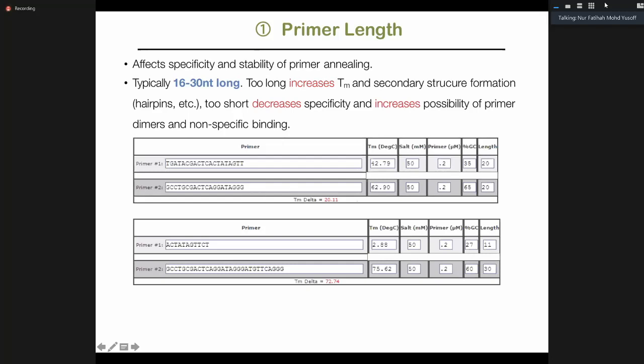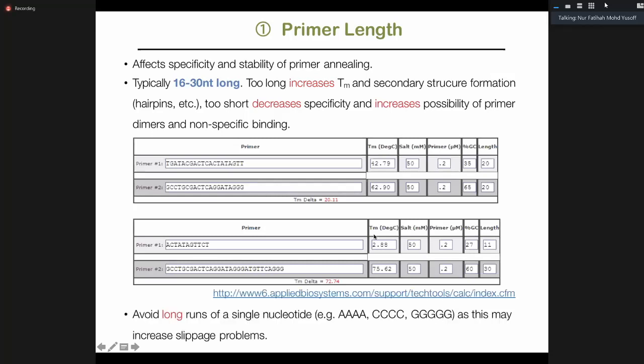So if you look at this, based on these properties, normally a primer design program will come out with the properties of the primers that the program has designed. If you look here, the melting temperature, you can see this is 62 degree, and then the salt concentration, the primer, the percent of GC, and the length. So this is all given by the program. Okay, so you can refer to these properties whether it is suitable for you or not.